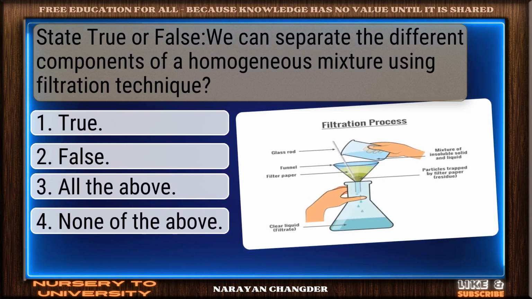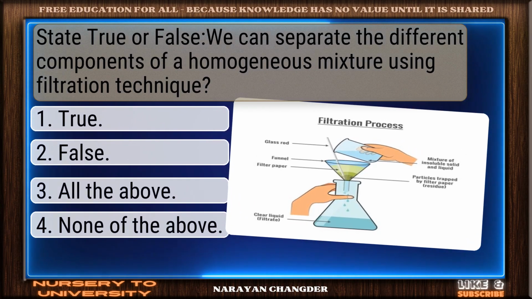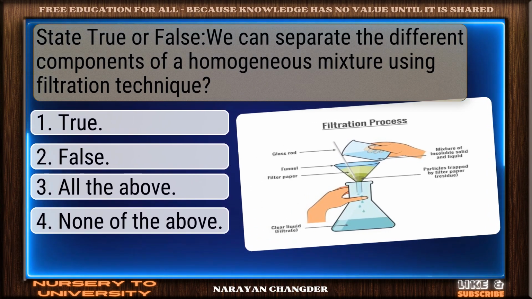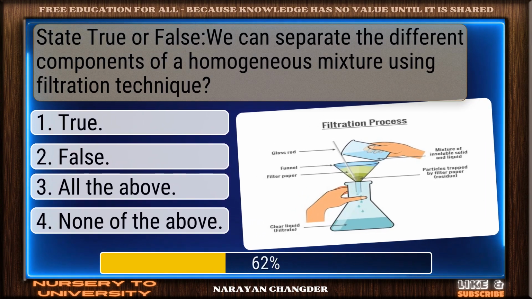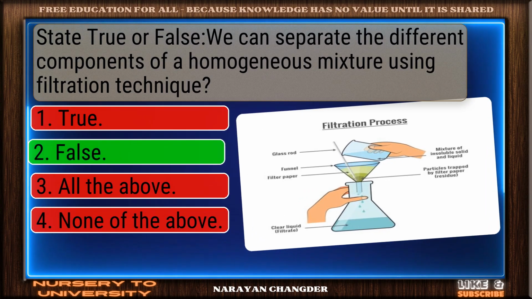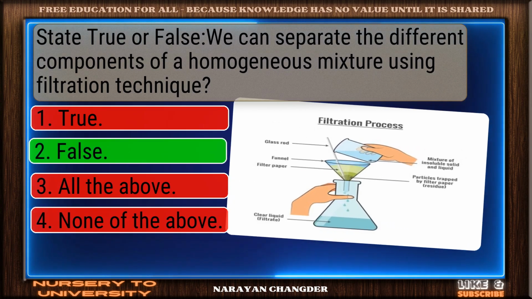Question number 28. State true or false. We can separate the different components of a homogeneous mixture using the filtration technique. Nice work. You chose false and it is correct.